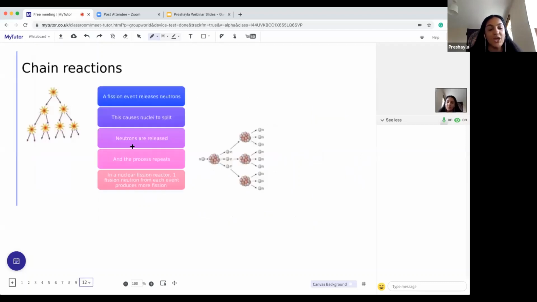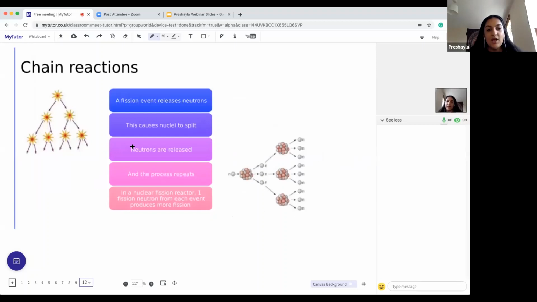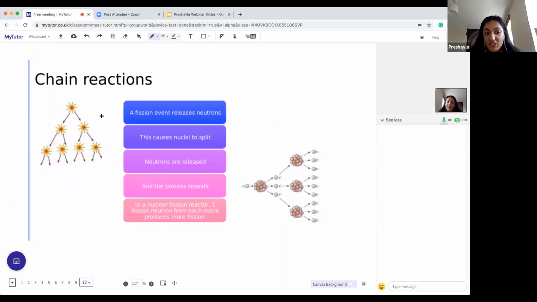Let's look at chain reactions. So we know that fission happens, and fission can keep happening. We start with 1 nucleus, and it splits into 2 nuclei. Those nuclei can then be split into 2 further nuclei, and so on and so forth. This can keep happening, but only if we keep getting neutrons striking. So at every single point, there must be some neutron striking it.